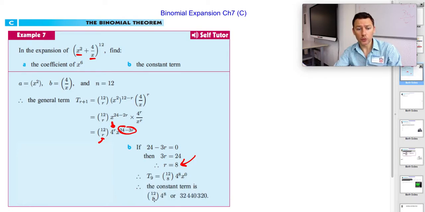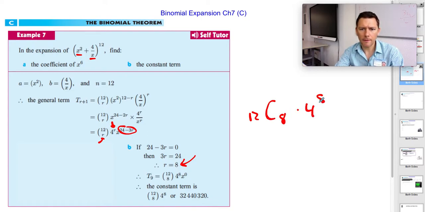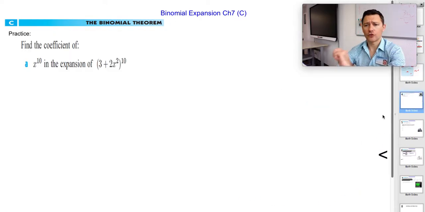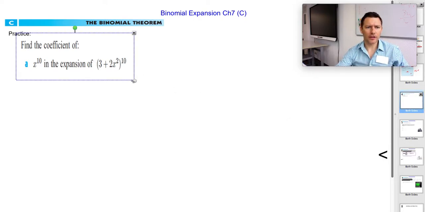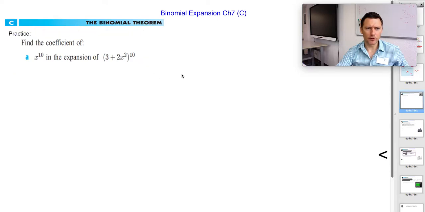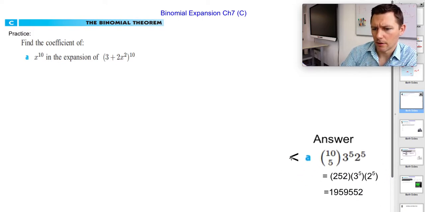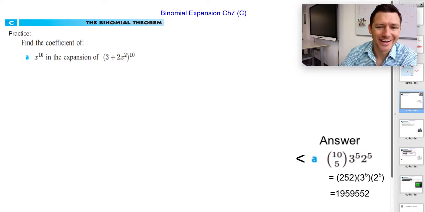So 12 choose 8 in your calculator. It's 12 choose 8 times 4 to the 8th. And you should get that number. All right. If you think you got it, try it here. I'll show you the answer and try to get it myself in a second. If you're still not sure, let's try it. All right, so there's the answer.